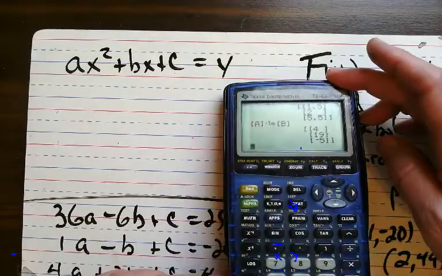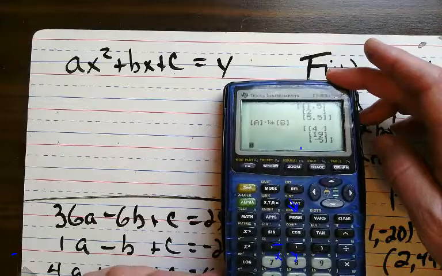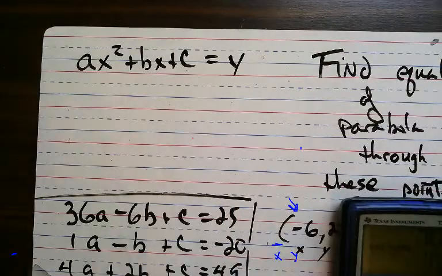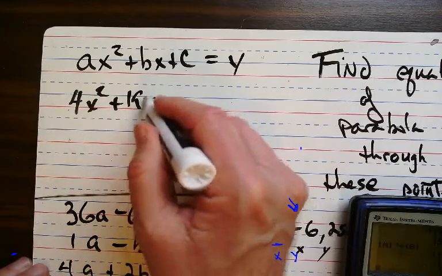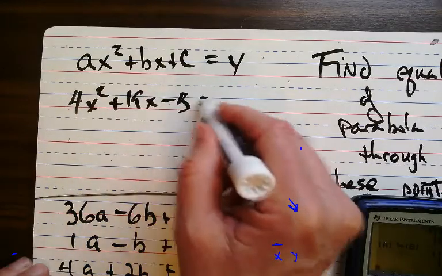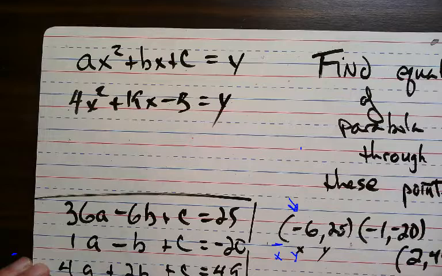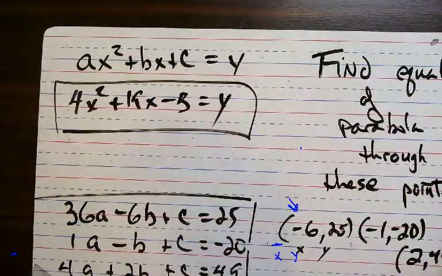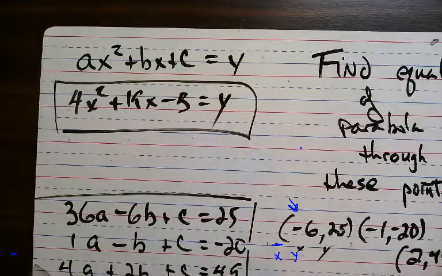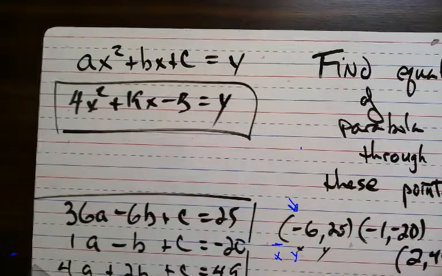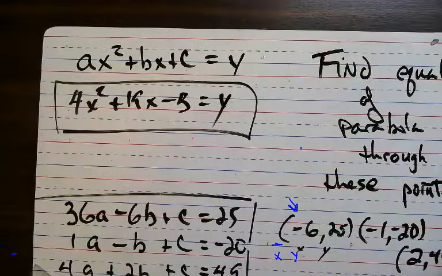What do I get? Oh my goodness, look at that. 4, 19, negative 5. Let's check it out. 4x squared plus 19x minus 5 equals y. That's the equation of the parabola that goes through those 3 points. Hallelujah! We did it. You should be able to do that part of today's homework. Yay! Bye-bye.